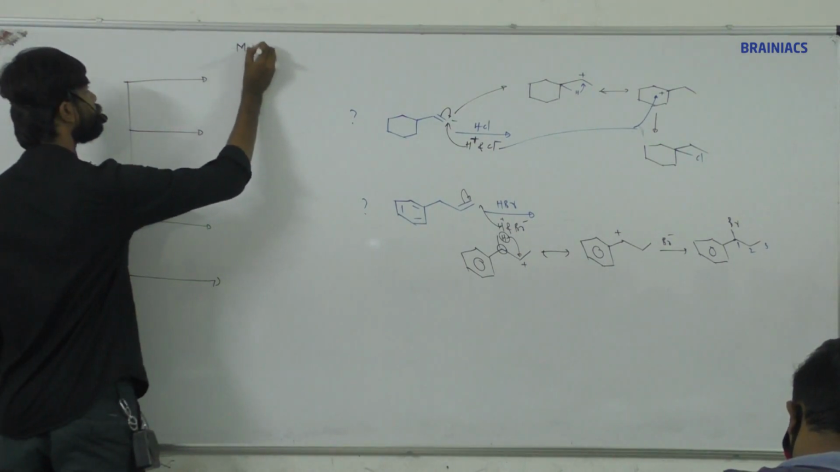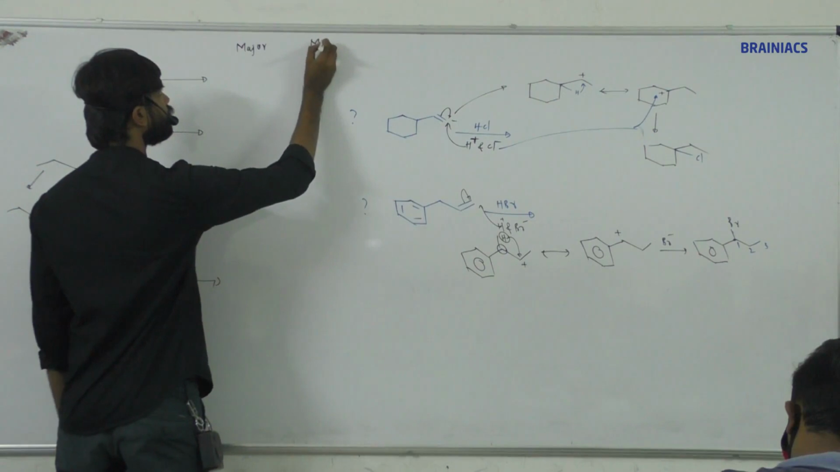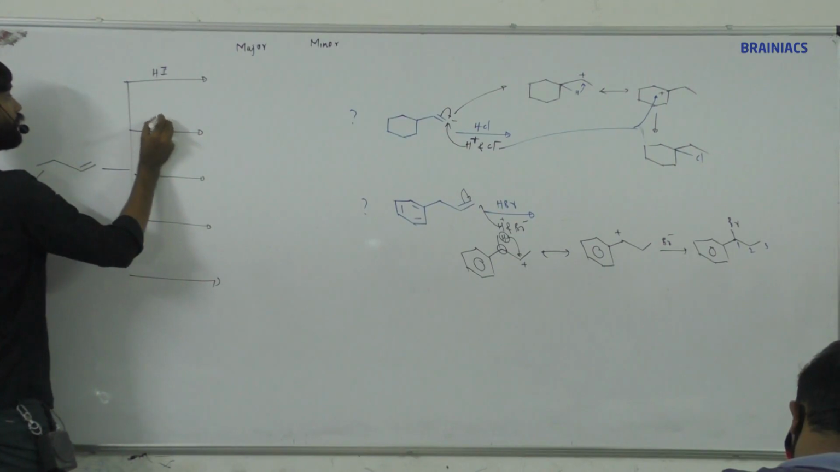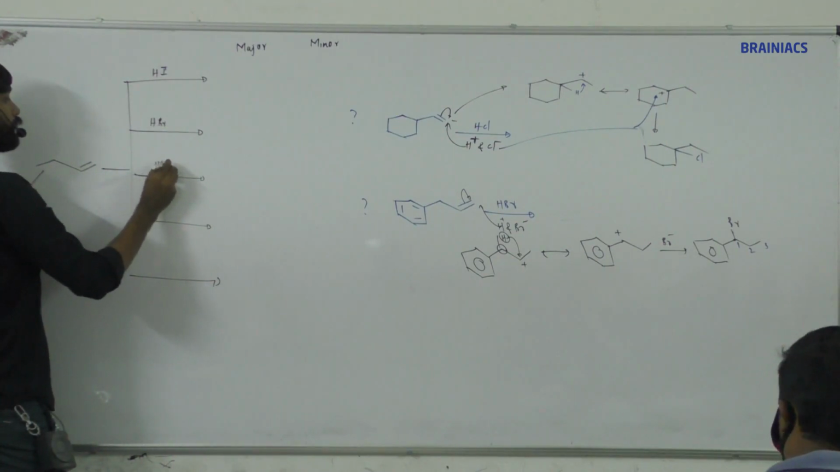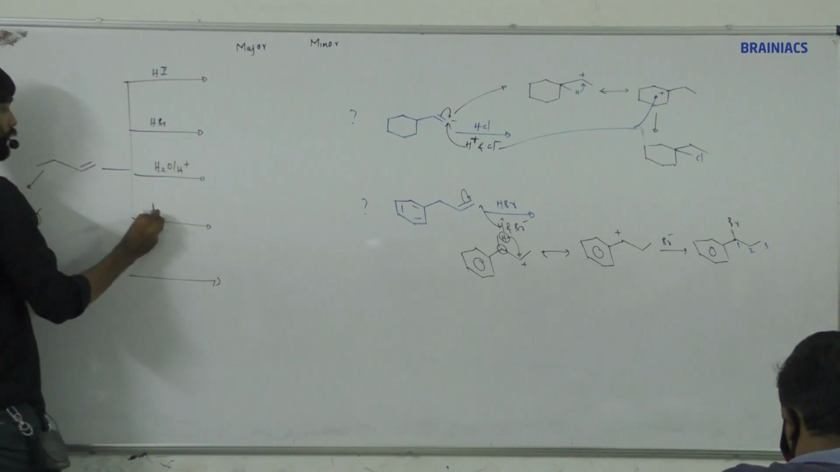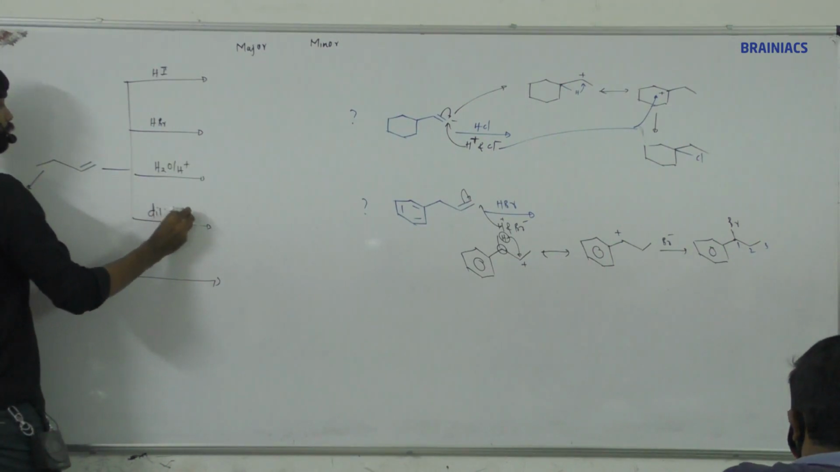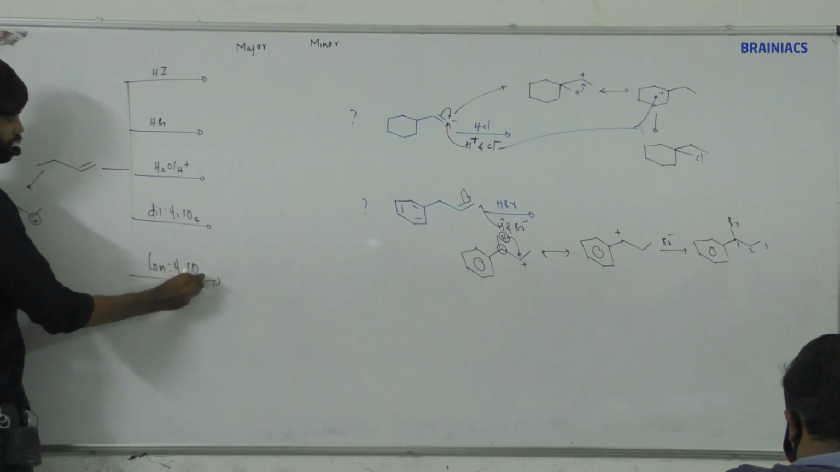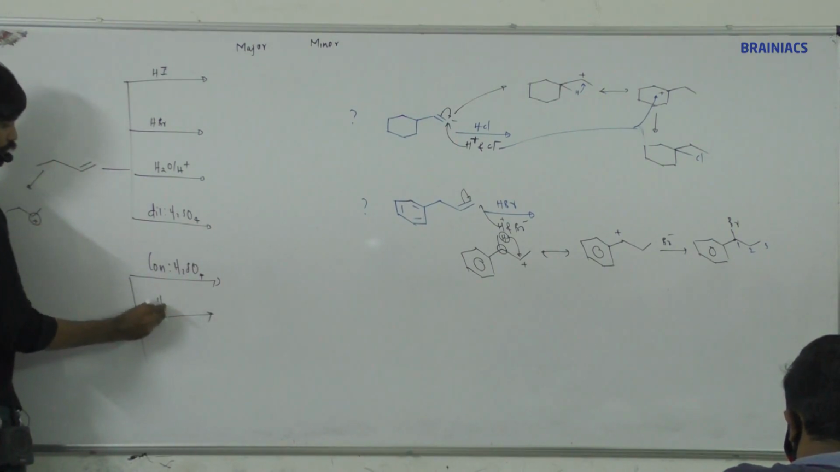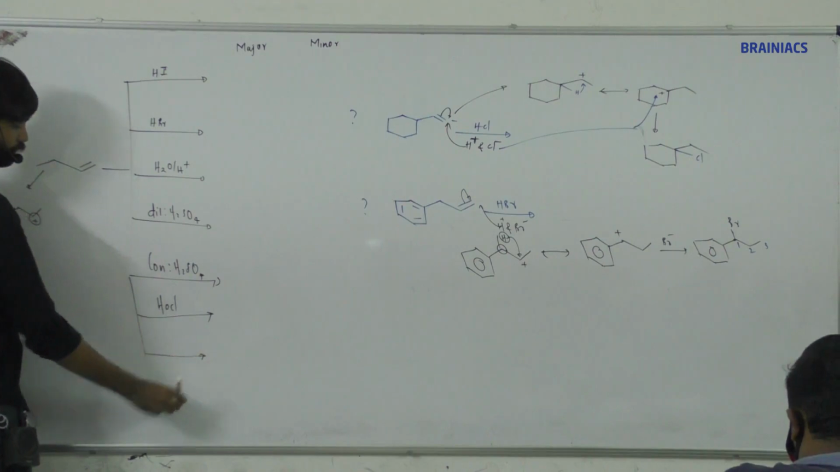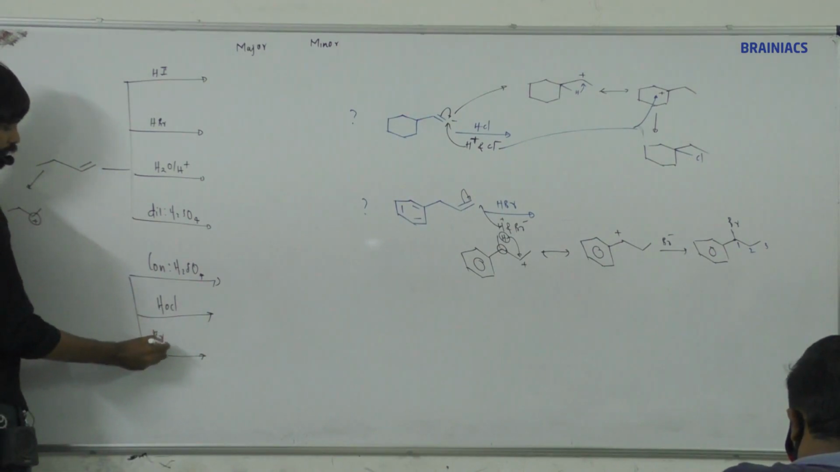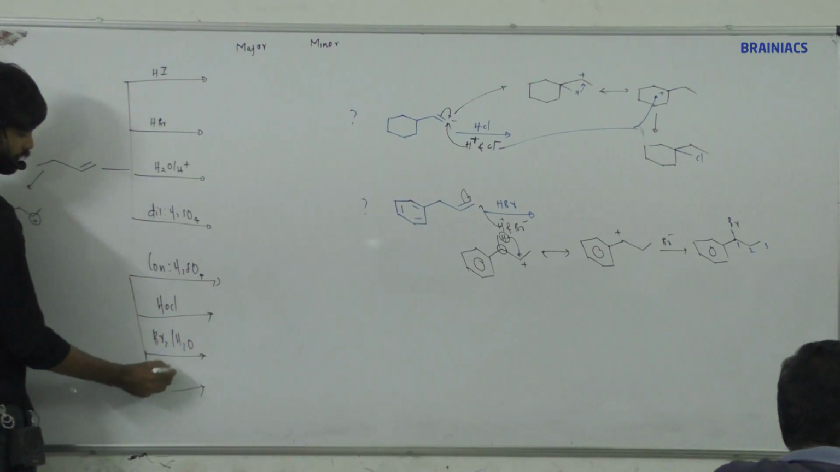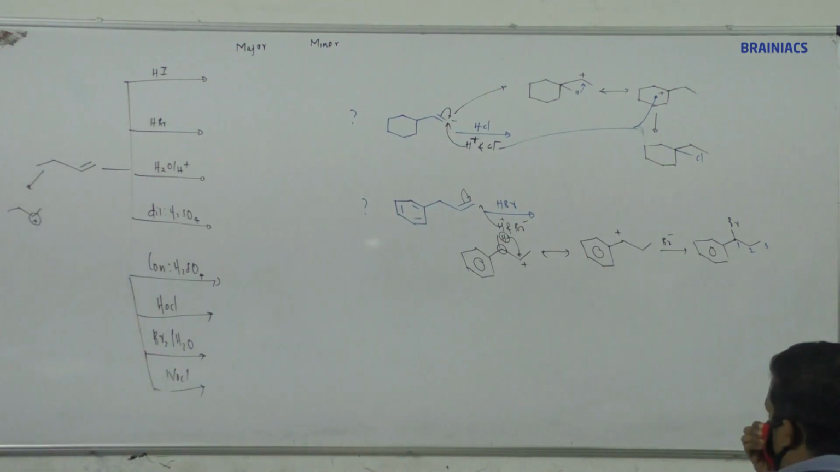So you should write the major product here, the minor product here. For example, the first one is addition of HI, the second one is addition of HBr, the third one is H2O in H plus, the fourth one is dilute sulfuric acid, the fifth one is concentrated sulfuric acid, the sixth one is HOCl, the next one is Br2 in H2O, and the next is NOCl.